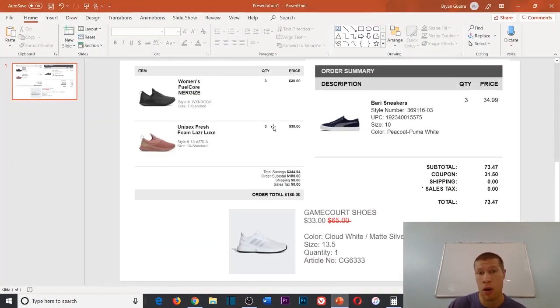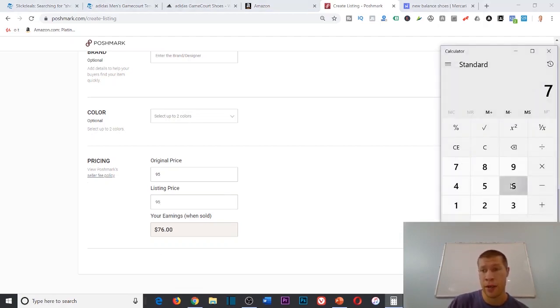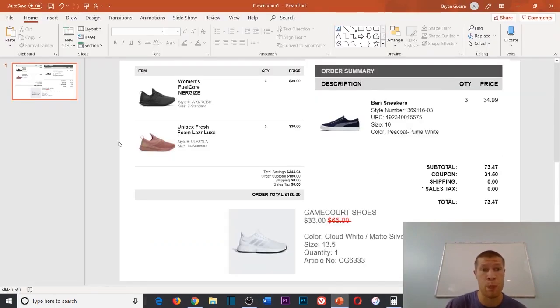I'm going to flip these back on Poshmark for probably close to 100. Maybe I undercut the market at like 95 and just keep them there until somebody buys them. So that would mean I would make 76 bucks. 76 minus 30 on those is a $46 profit margin. Now 46 times 3, because I bought 3 of them, is $138, literally just buying these shoes on one marketplace and flipping them back on another.